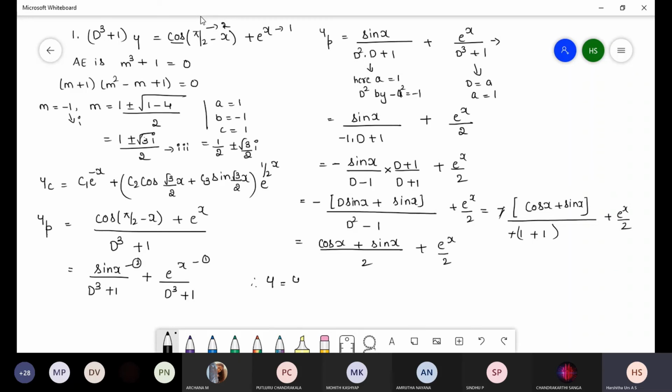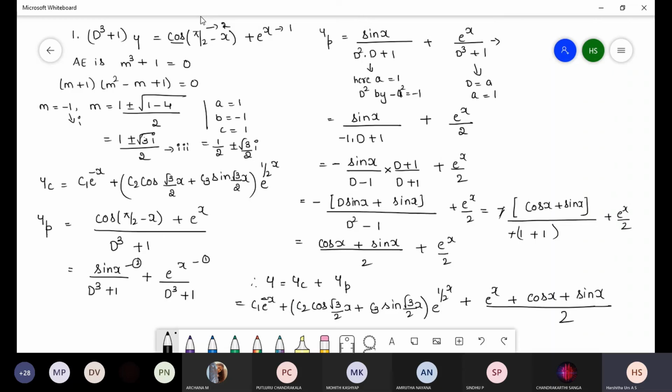Therefore, y is equal to yc plus yp. So the yc value is c1 e power minus x plus (c2 cos root 3 by 2 x plus c3 sin root 3 by 2 x) into e power 1 by 2 x, plus (e power x plus cos x plus sin x) whole divided by 2.